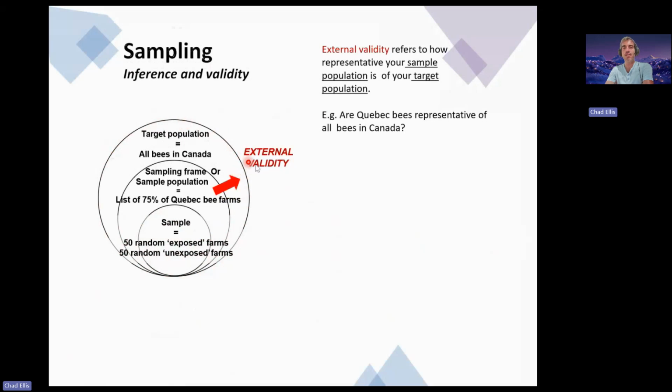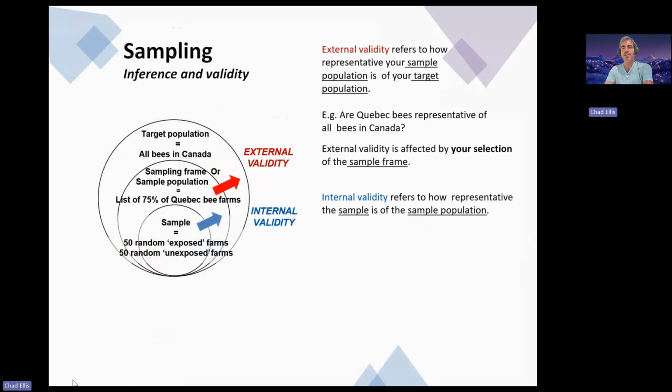So this is what's known here as external validity. External validity basically tells us how representative our sample population, which is the bee farms in Quebec, is of the overall population of bees clear across Canada. So that's our external validity. It's kind of like how well does our study translate into what's going on across the planet, right, outside of our study itself. That's what's known as external validity.